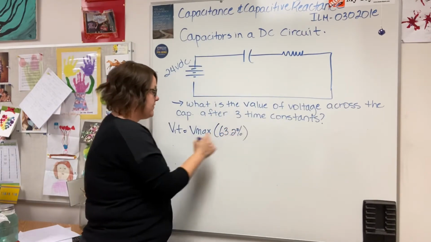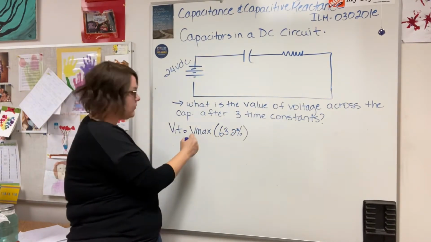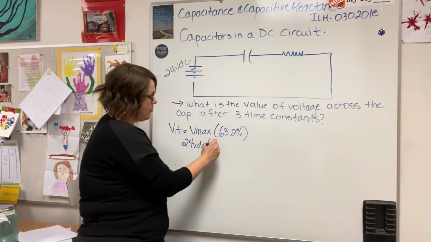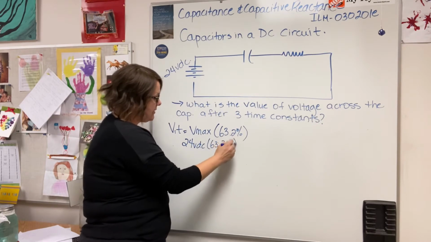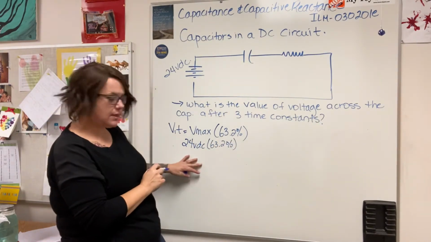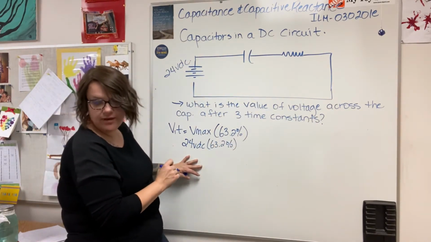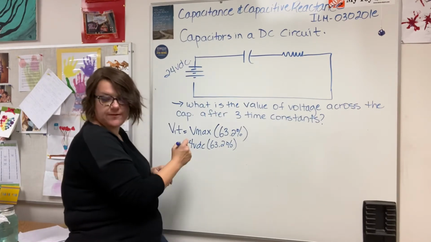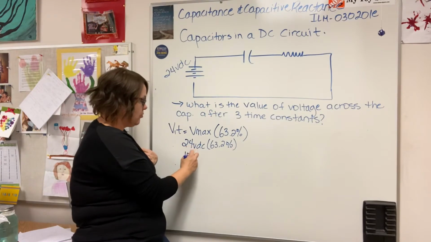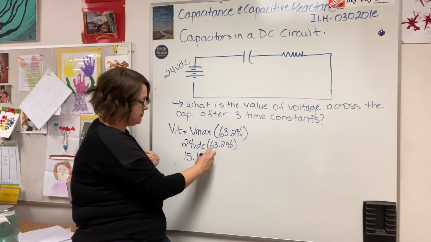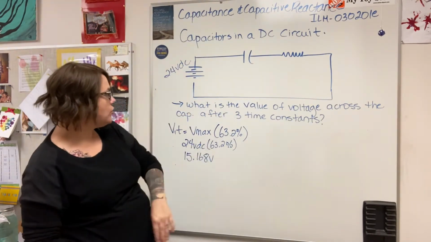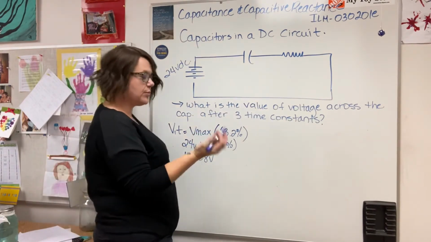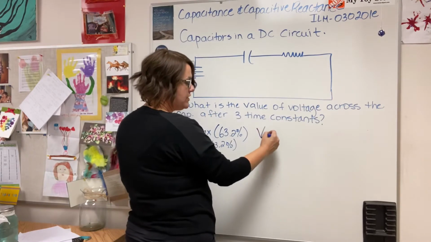Our Vmax is our supply, so 24 volts DC times 63.2%, and that tells me that after the first time constant, I will have a voltage across my capacitor of 15.168 volts. It wants to know the voltage charged across the capacitor after 3 time constants, so now we're going to move on to the second, V2T.